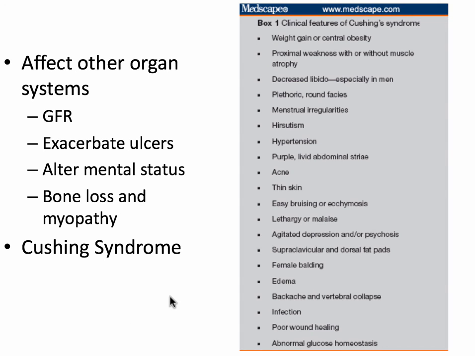So glucocorticoids can affect, like we just saw, many other organ systems, and they can also affect the glomerular filtration rate. We see them exacerbate ulcers in the GI tract. Many patients complain of changes in their mental status. It's common to have depression or altered sleep, bone loss, the osteoporosis, and myopathies are a very big issue. And lastly, we have Cushing syndrome.